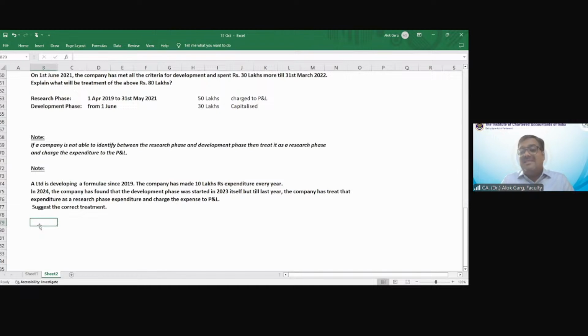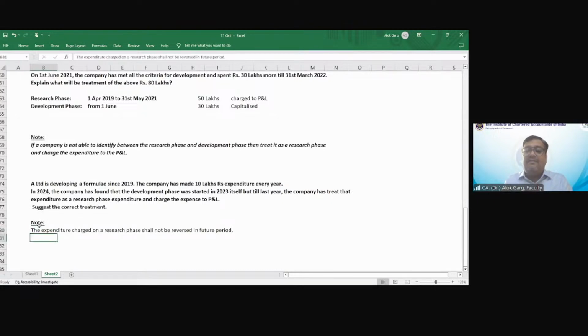Friends, standard says that the expenditure charged on a research phase shall not be reversed in future period.